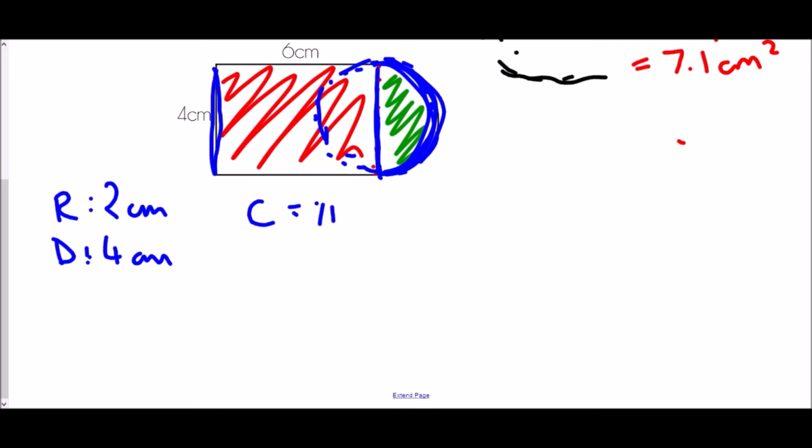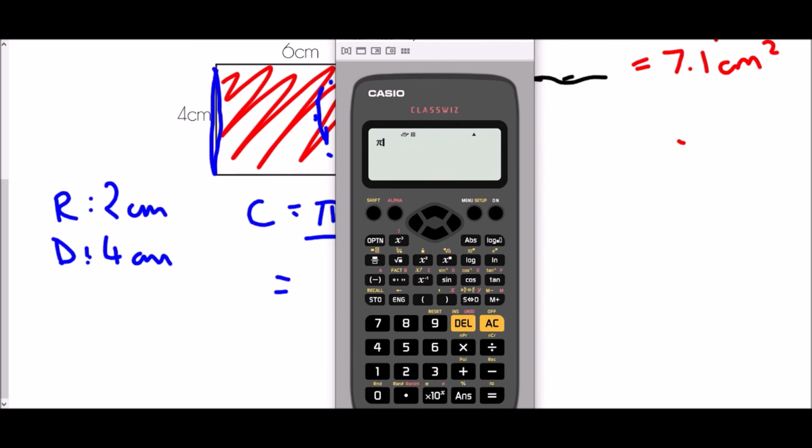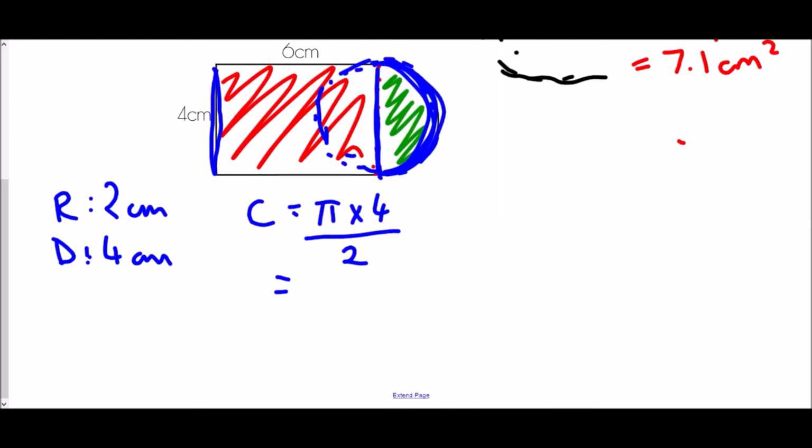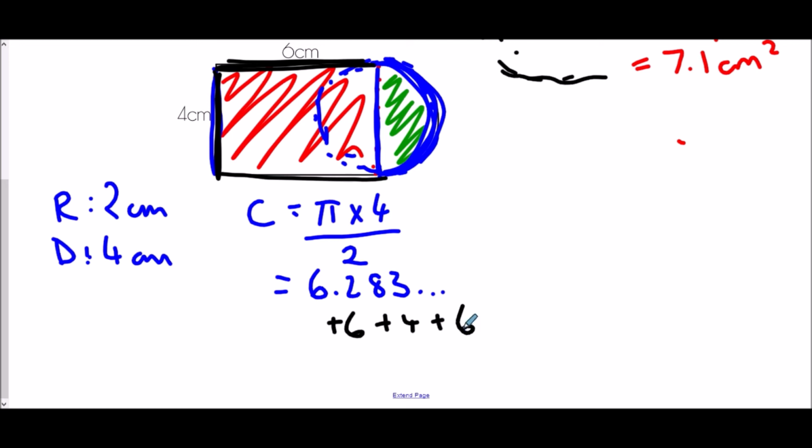So the circumference will be pi times the diameter, which is 4. But this is only a semicircle, so I'm going to half all of that just for the curved section I've marked. Shift pi times 4 divided by 2 is 2 pi, which is 6.283. And then, if I'm finding the perimeter, well, I need to think about what else makes the perimeter. I have this length here, which is 6, so I need to add on 6. I've got this length here, I'll need to add on 4, and this length here, I'll need to add on another 6. And therefore, I'm adding another 16 in total, giving me 22.3 centimetres as my perimeter.